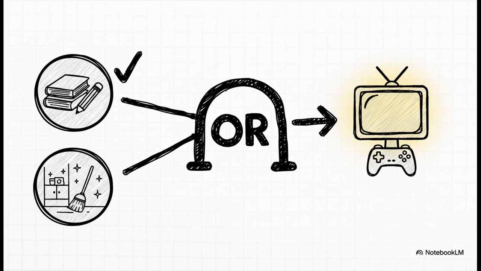Now, the or operator, it's way more laid back. It only needs one of its conditions to be true for the whole statement to be true. It's like your parents saying, you can watch TV if you finish your homework or you clean your room. You don't have to do both, just one is good enough.